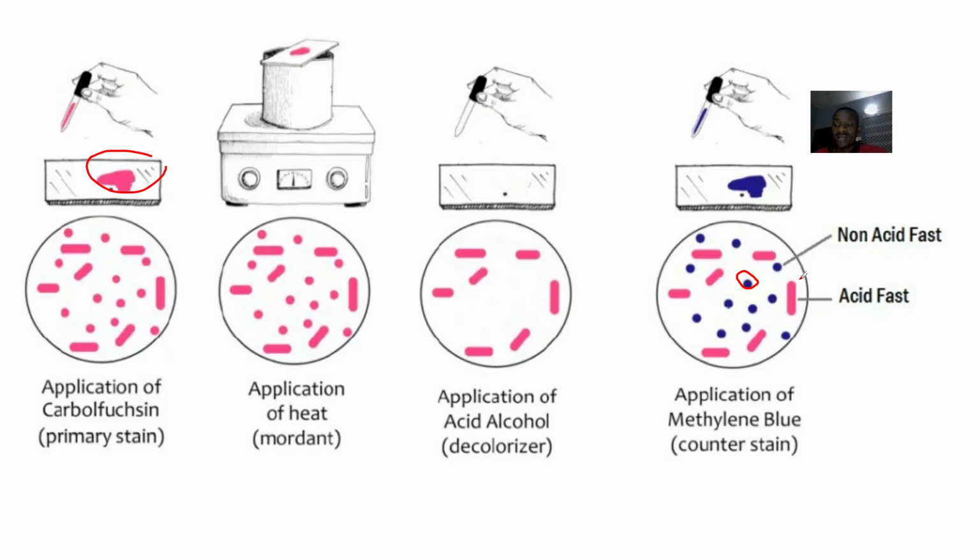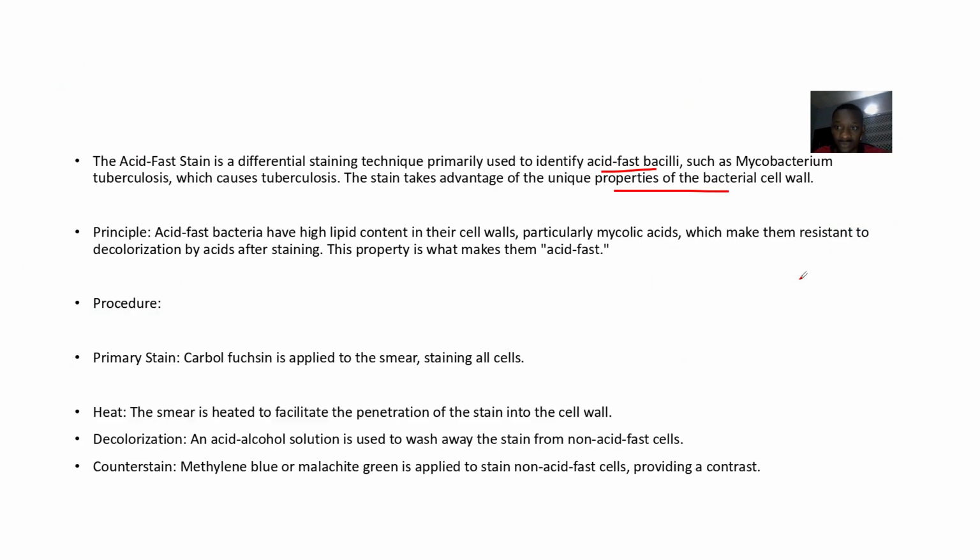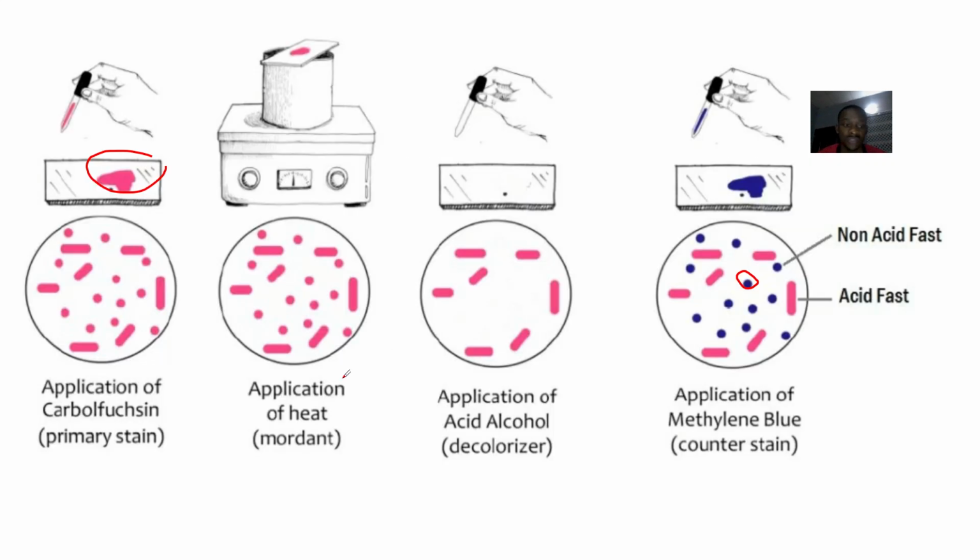Why? Because their cell wall is so thick. It has a lot of lipids. So the lipid got hold of the stain and couldn't let go. You understand? So they have high lipid content in their cell walls, particularly mycolic acids, which makes them resist change to decolorization. That's after you stain it. You understand? So this property is what makes them acid fast.